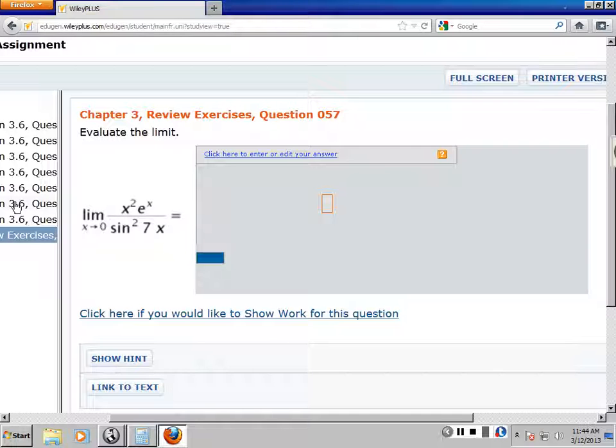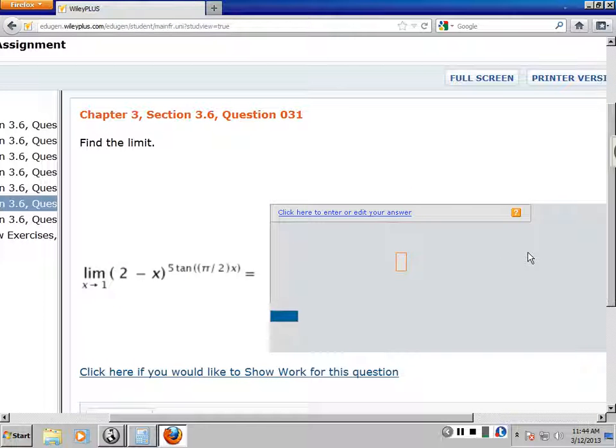So let's look at this example, which might look a little intimidating in the beginning, but I don't think it's too bad. So let's look at number 31 on Wiley.